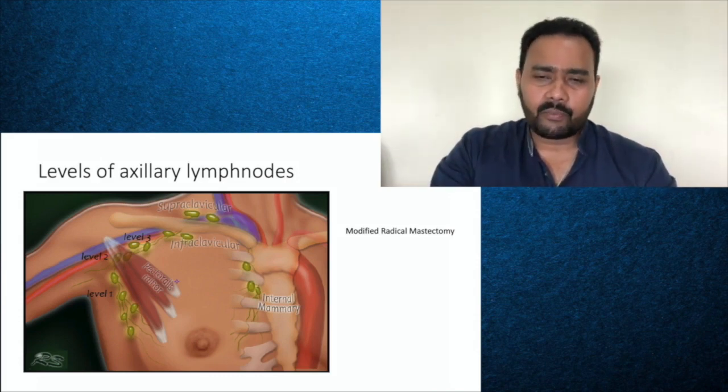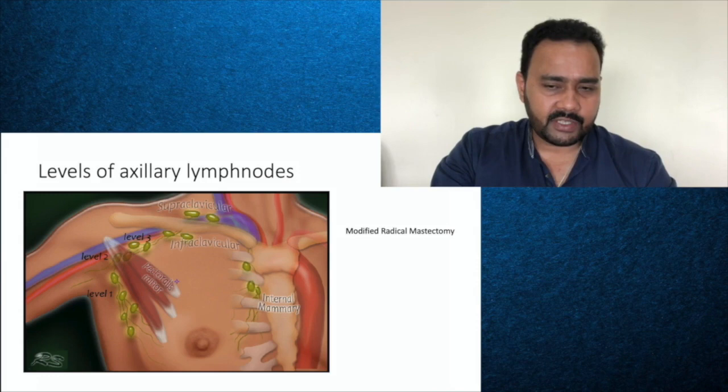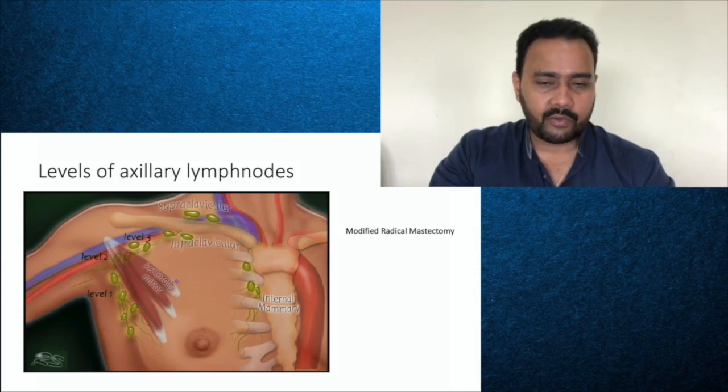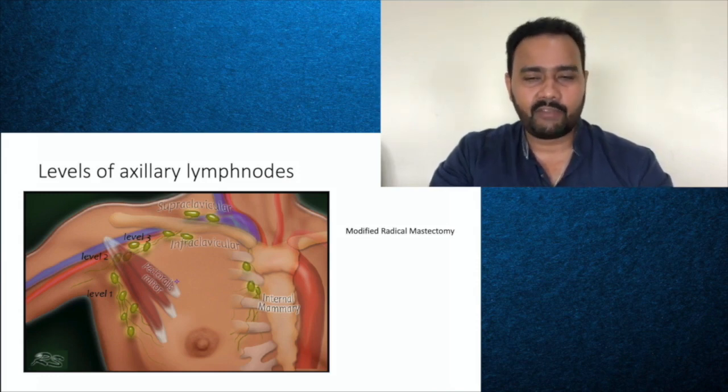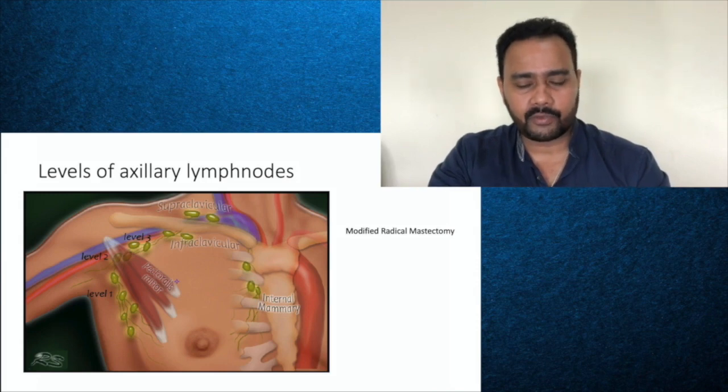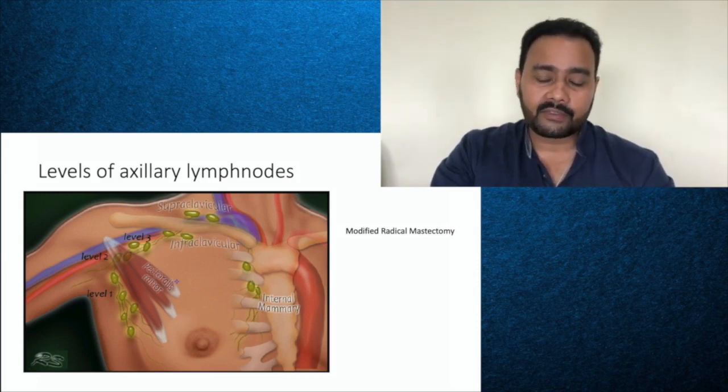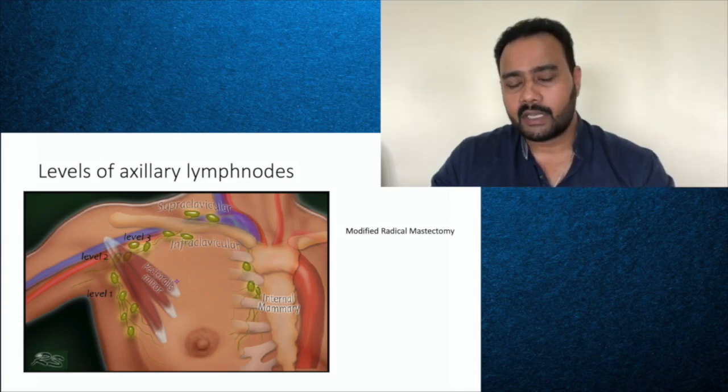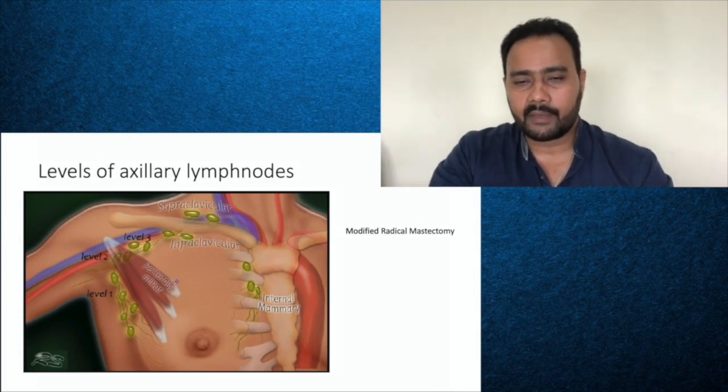So that is the important thing about your drainage, as well as how you divide the lymph nodes into 3 levels. Even in your MCQs it can be asked what is the level 1 lymph node, so that is below the pec minor muscle, what is level 2, that is behind the pec minor muscle, and level 3 is above the pec minor muscle. Okay, so that is the lymph node important.